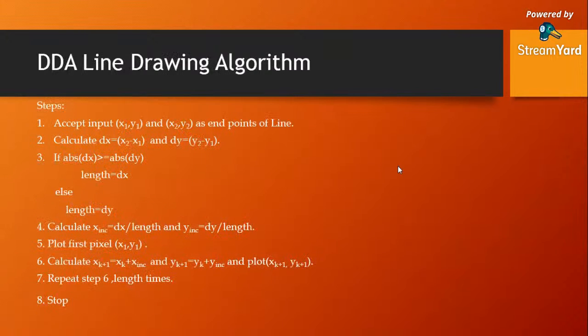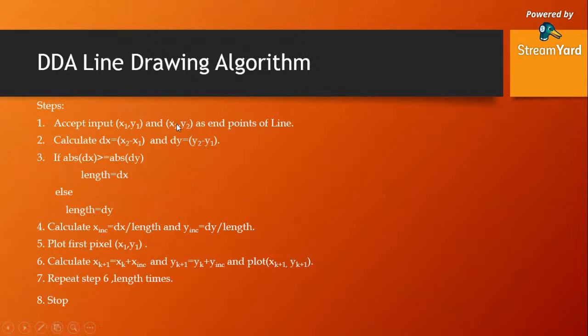Now we'll begin with the first, that is DDA line drawing algorithm. It is already discussed with you, and those are the steps of DDA line drawing algorithm, and by using those steps we can write the program. So what are the steps of DDA line drawing algorithm? Step number one is you have to accept input x1 y1 and x2 y2 as the endpoints of the line. So you must accept the input.